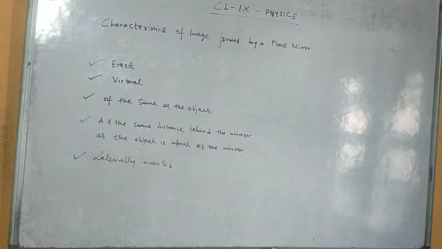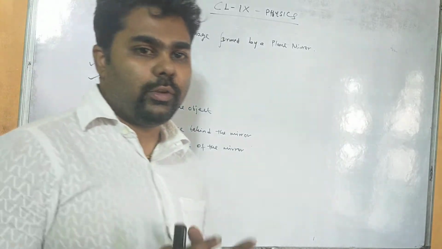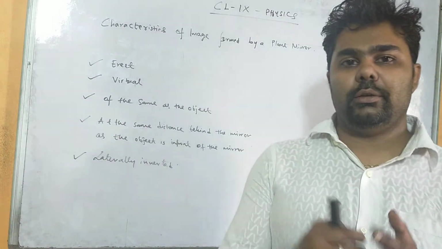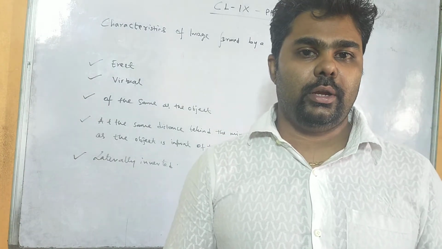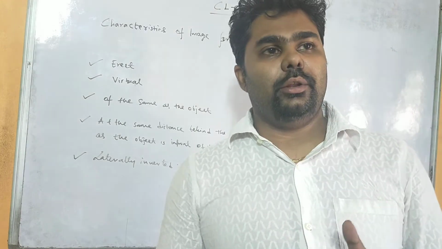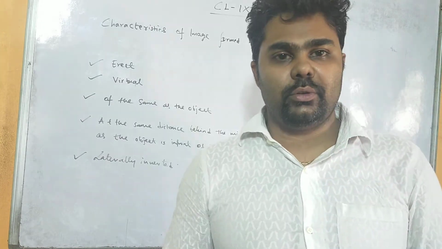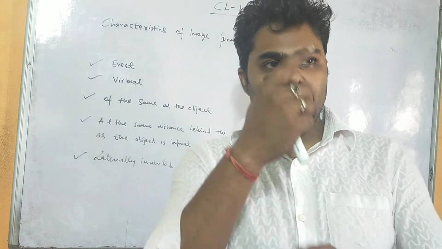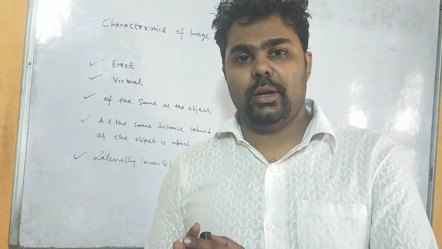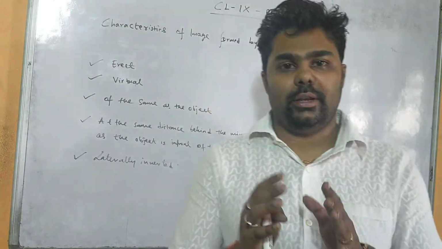Characteristics of images formed by a plane mirror. These are the 5 characteristics of an image formed by a plane mirror. The first one is erect. When you are standing in front of a dressing table, you see yourself with your head and your foot in the same position, that is, head up and foot down. But if you find yourself opposite in that mirror, then that is called an inverted image, right? But the image which we see in a plane mirror is erect.